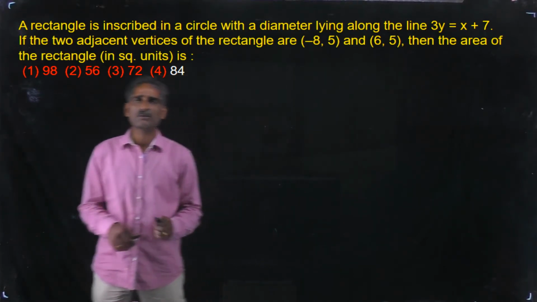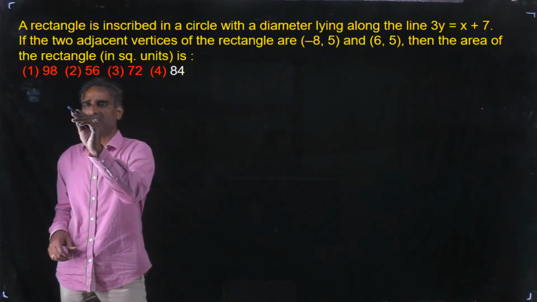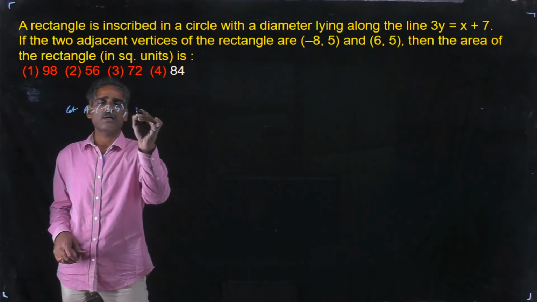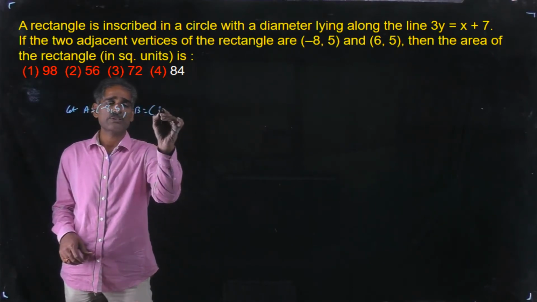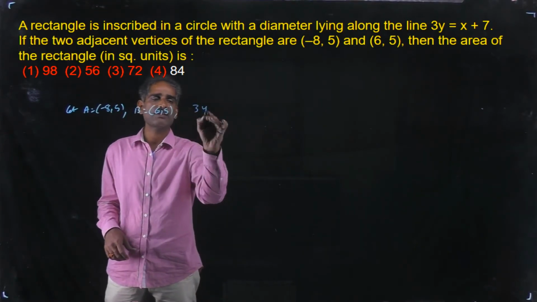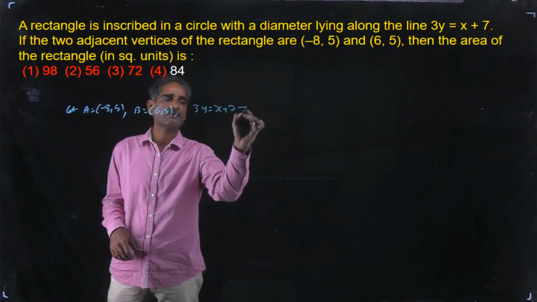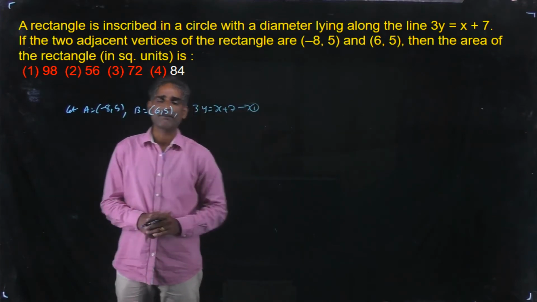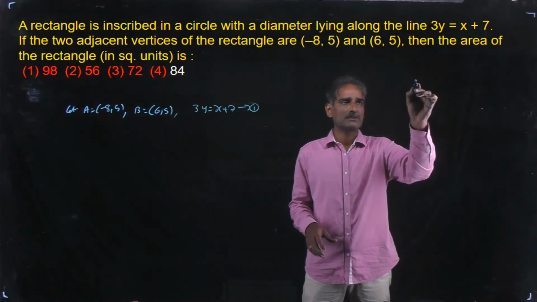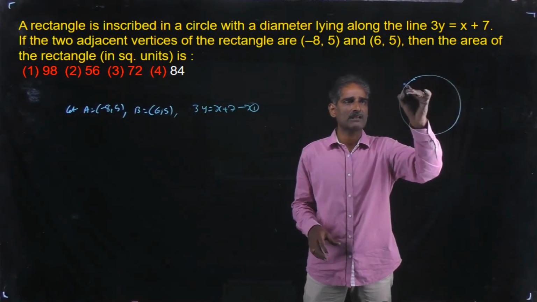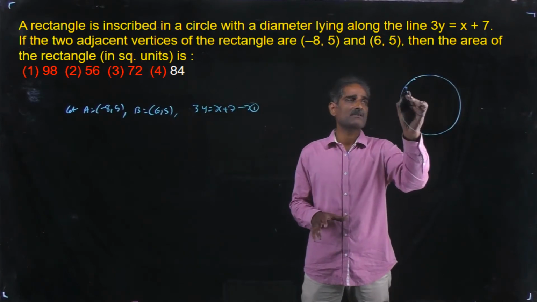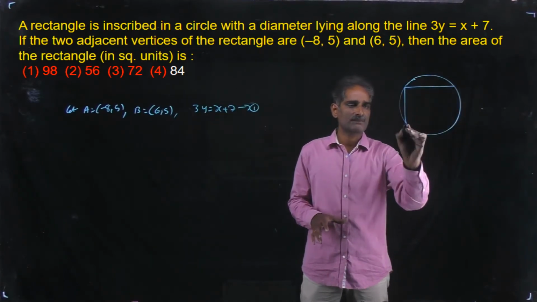Okay. So first of all, give names for these points. Let A equal (minus 8, 5) and B equal (6, 5). These are the 2 points, and the given equation is 3y equals x plus 7, and let us call this equation 1. So for this, consider a circle. This is the equation of the circle. Here a rectangle is inscribed in this circle. This is the rectangle.